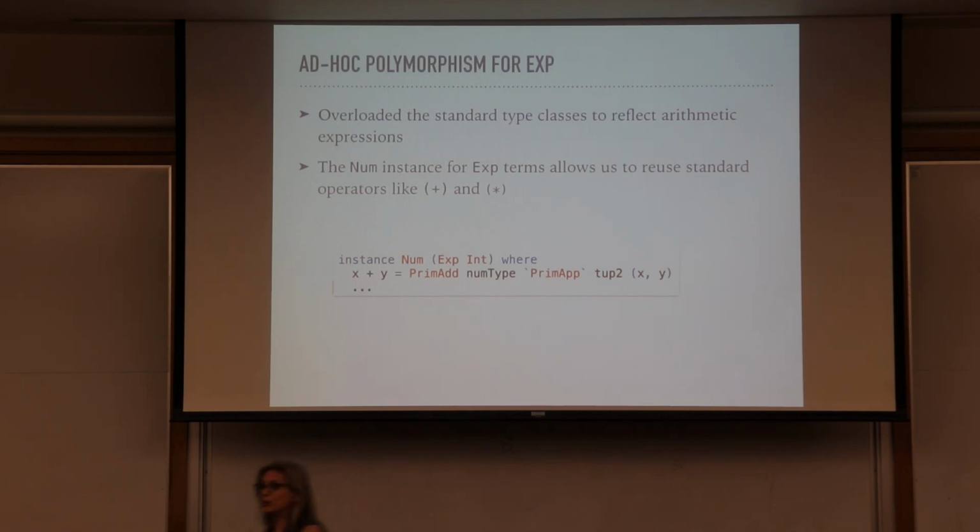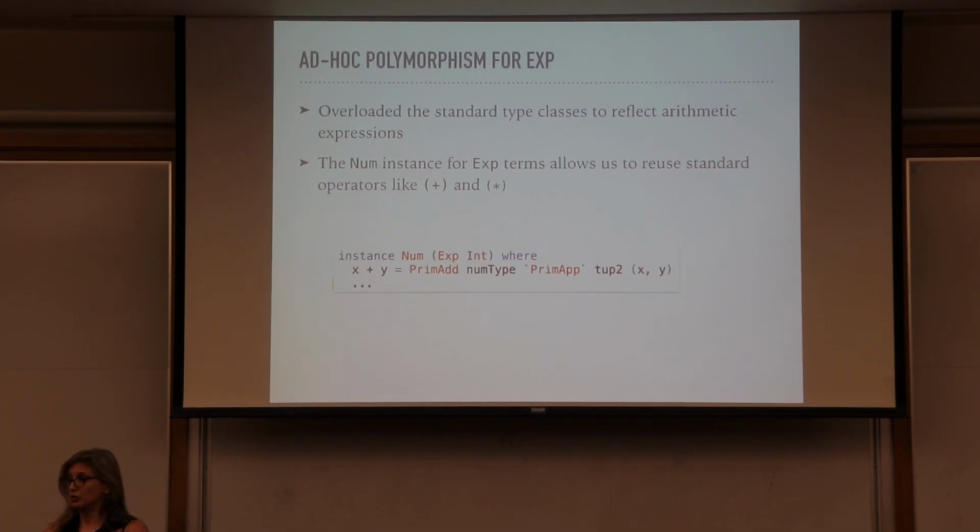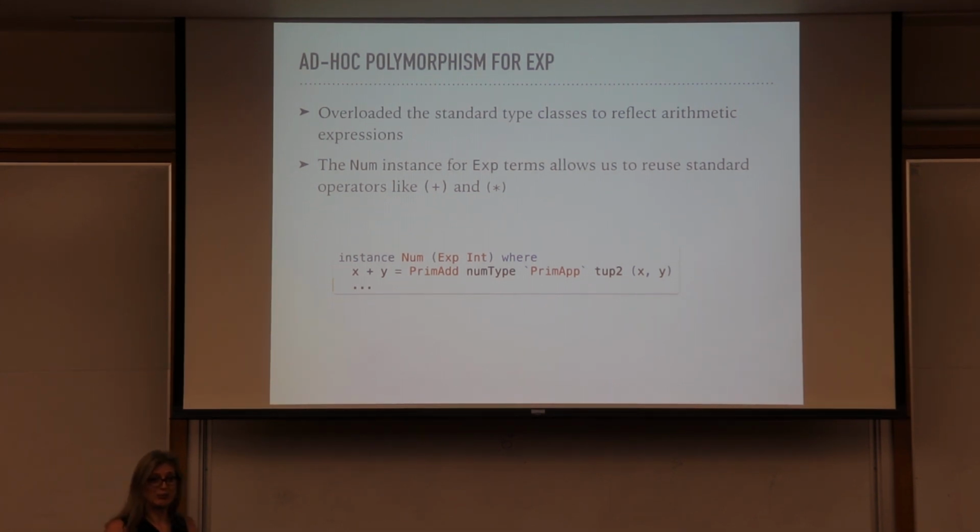Now, we have one problem. We basically want to have, in Accelerate, the usual operators overloaded. So we define expression of integers to be an instance of Num. So we can use addition to combine two expressions. For example, in the dot product, we used multiplication and addition, which looked like the regular arithmetic multiplication and addition.